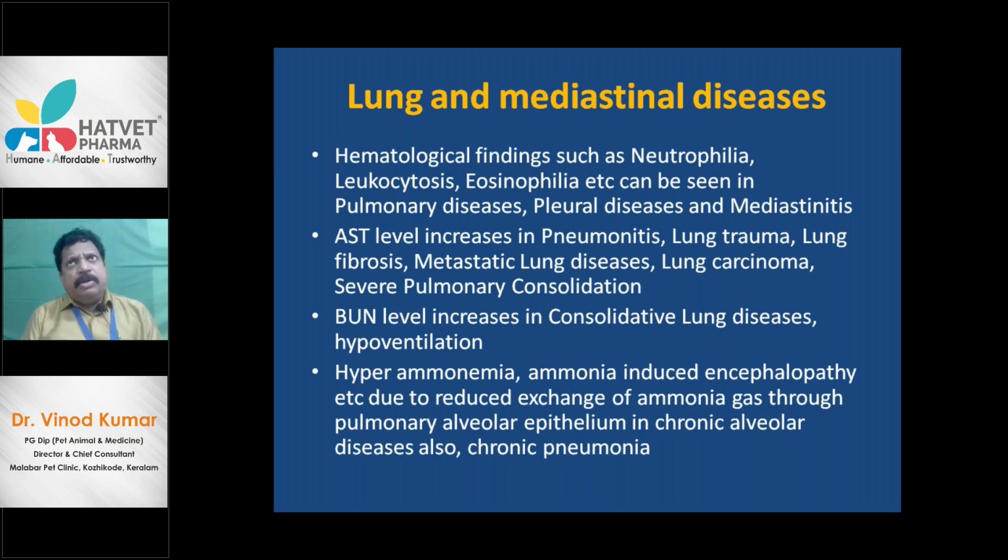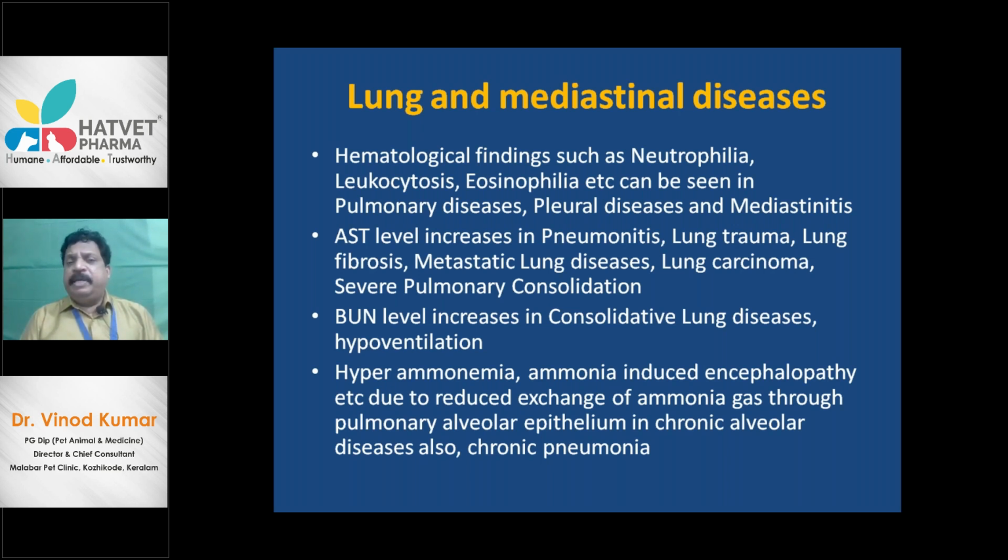Then, we all know that the lung is the organ which is involved in oxygen transportation as well as carbon dioxide excretion, gas excretion. Gases such as carbon dioxide, methane, ammonia, etc. are expired or eliminated through the expired air. So imagine if there is a chronic lung disease and this elimination of blood gases such as ammonia is not taking place properly, what will be the consequence?